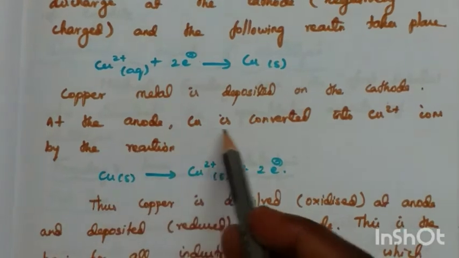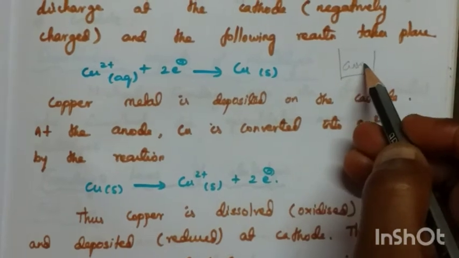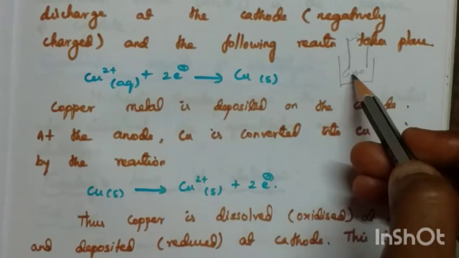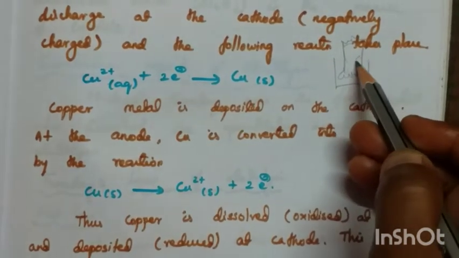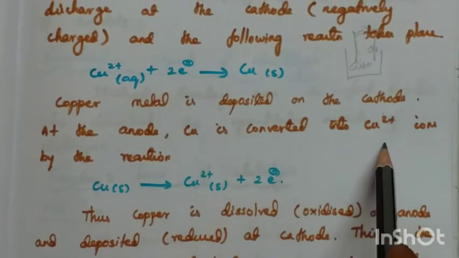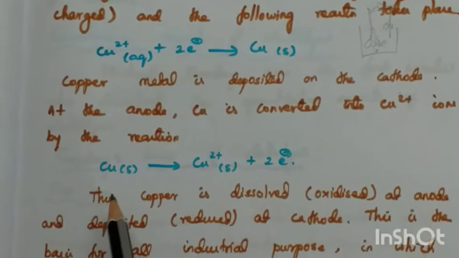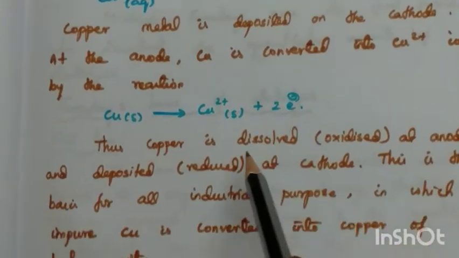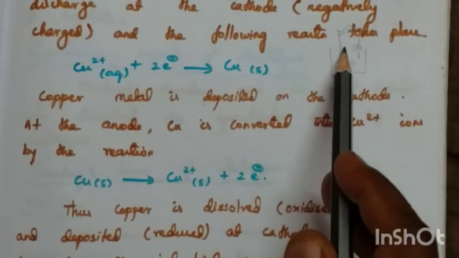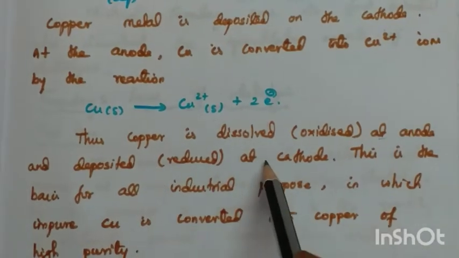What happens at the anode? Copper is converted to Cu²⁺. Consider one beaker. Here it is copper sulfate with Cu²⁺, and two electrodes connected to the wire. That means the Cu²⁺ ions in the solution pass and get deposited here. So at the anode, copper is converted into Cu²⁺. Here this impure copper dissociates to give the Cu²⁺ ions. So this is the reaction: Cu gives Cu²⁺ plus 2 electrons. Thus copper is dissolved at the anode. This impure electrode, the anode, dissociates into ions to give Cu²⁺ at the anode, which are deposited at the cathode.